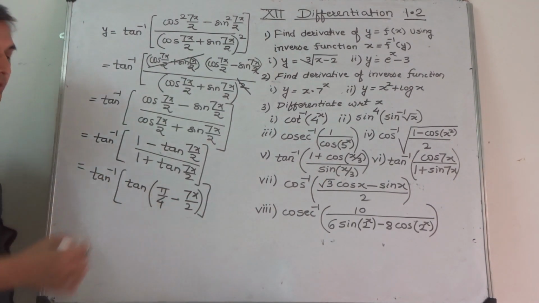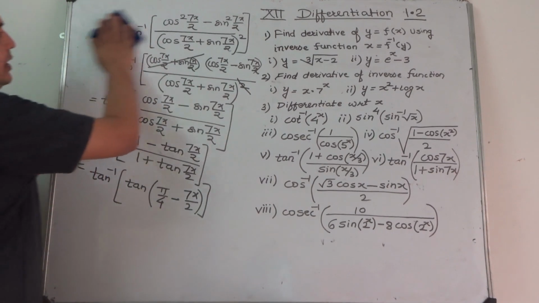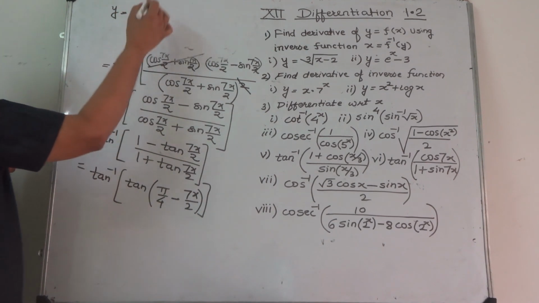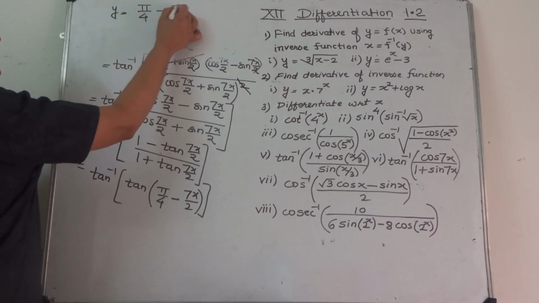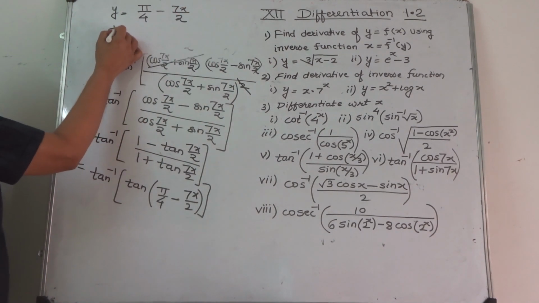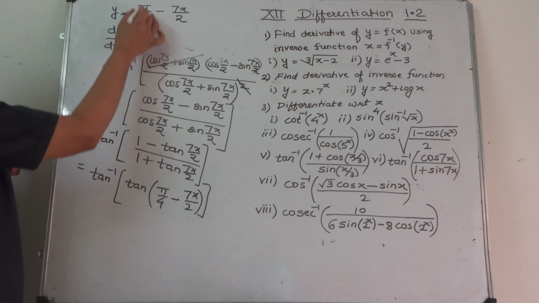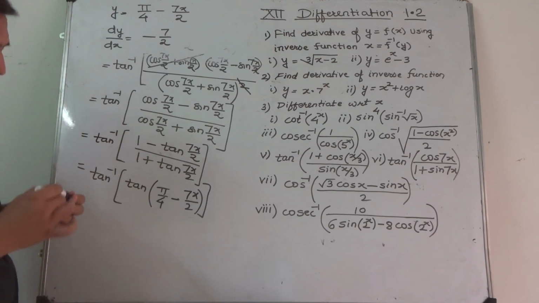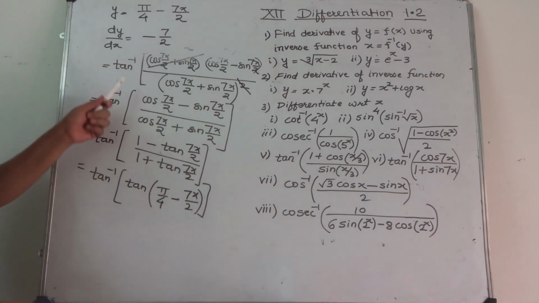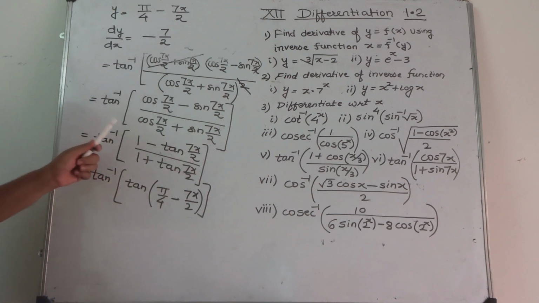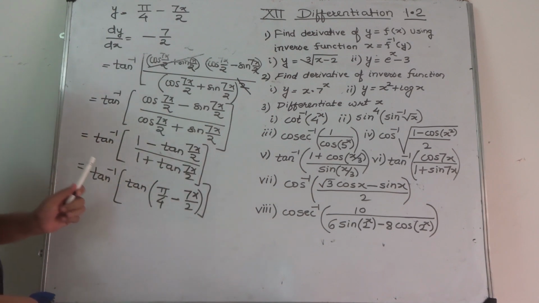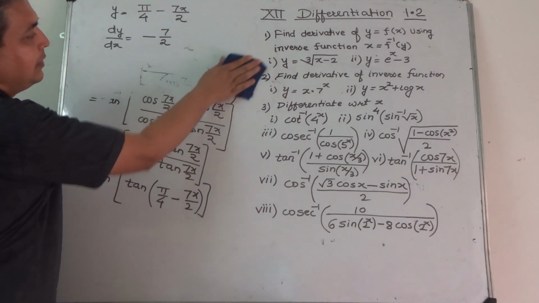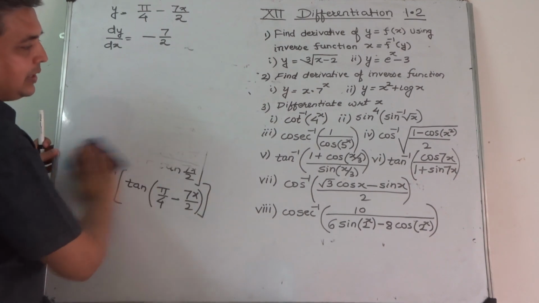So tan inverse tan will get cancelled, and the next step we write here at the top. What do we get? y equal to pi by 4 minus 7x by 2, and so derivative dy by dx will be, derivative of constant is 0, minus 7 by 2 is a constant, and derivative of x is 1. So understand these steps properly, learn this formula well so that we can solve these questions of derivatives involving inverse trigonometry. Now let us go for the next question.